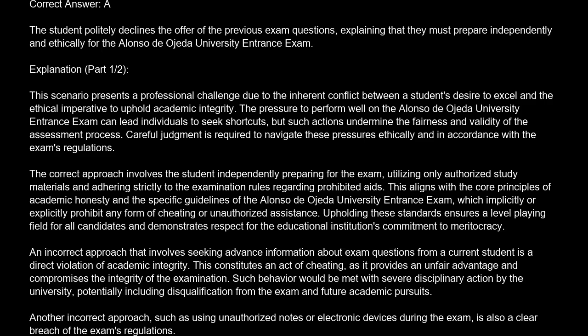This constitutes an act of cheating, as it provides an unfair advantage and compromises the integrity of the examination. Such behavior would be met with severe disciplinary action by the university, potentially including disqualification from the exam and future academic pursuits. Another incorrect approach, such as using unauthorized notes or electronic devices during the exam, is also a clear breach of the exam's regulations.